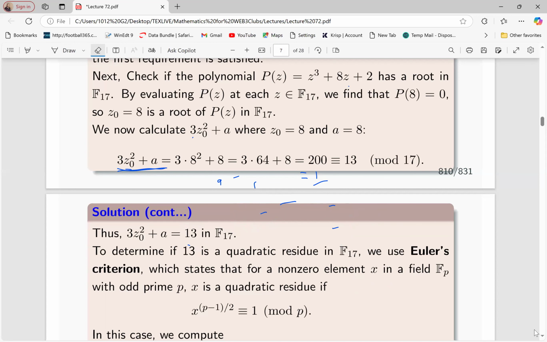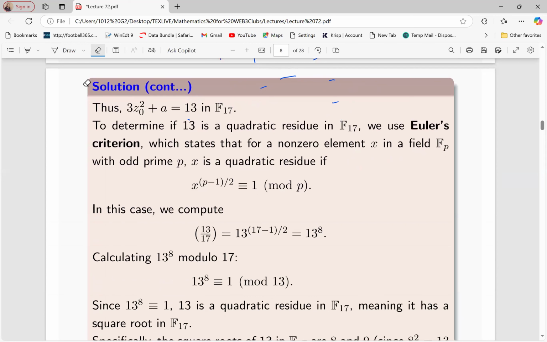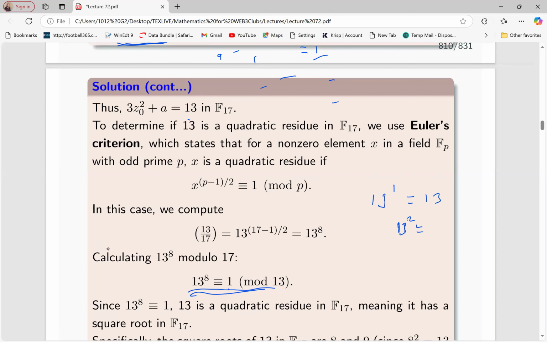So far, you have 2 conditions already satisfied. So I want to find out whether 13 is a quadratic residue. In fact, I used the code for fast powering, and it just gave me 1 straight away. But of course, what I was doing was this: 13 raised to 1 is 13. 13 raised to 2, you're doing it mod 17. So 13 times 13.